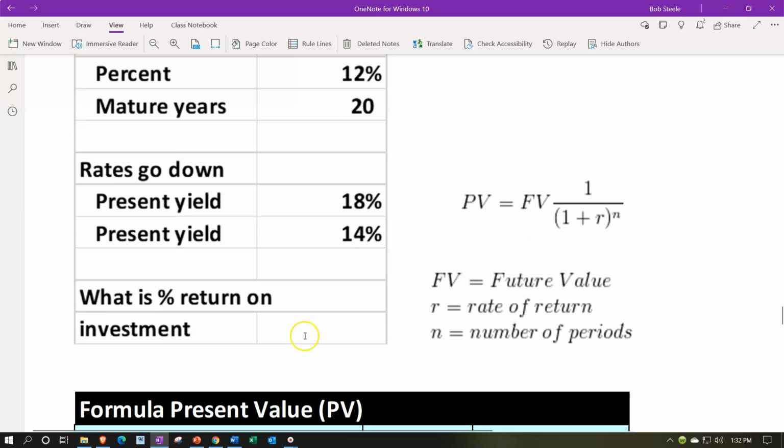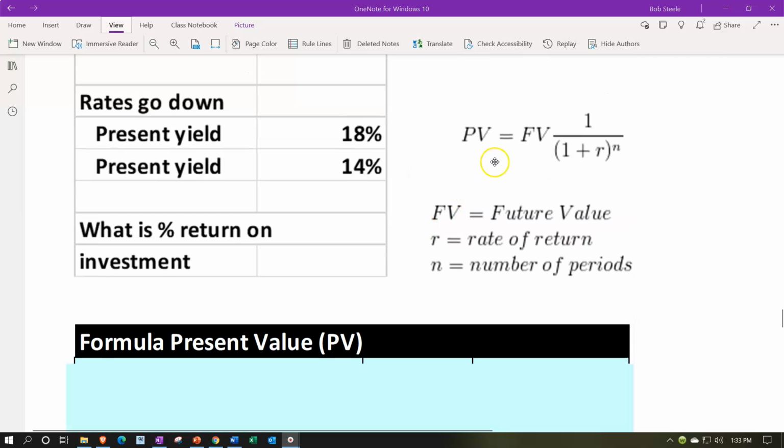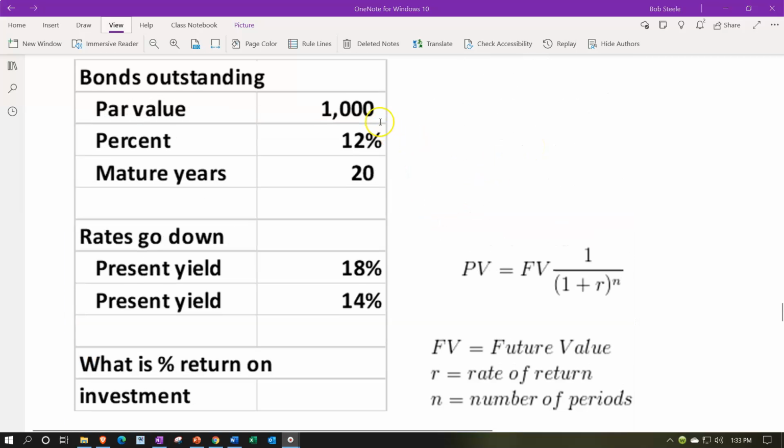Then we're going to do the present value of the 1,000 calculation. So that's going to be the present value equals the future value, the 1,000, same as last time, over 1 plus R.